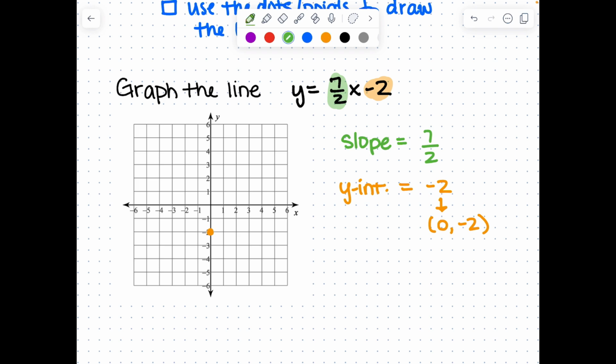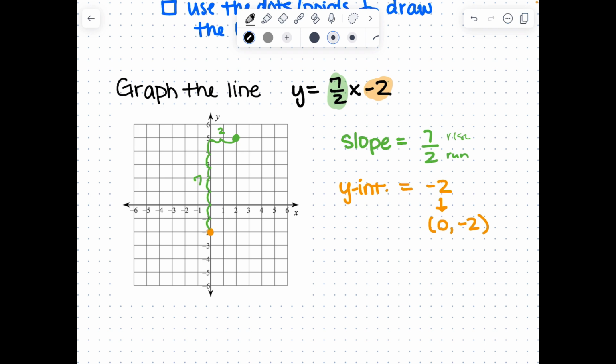Now our slope of 7/2, this is where we're going to count. We're going to rise 7. 1, 2, 3, 4, 5, 6, 7. It's a rise of 7. And then we need to run 2. 1, 2. So ultimately, I counted up 7 from my y-intercept, and then I counted from that level to the right 2. That's my second point.